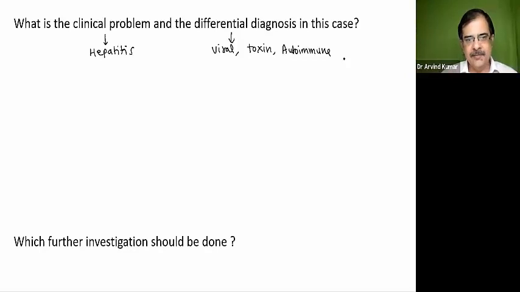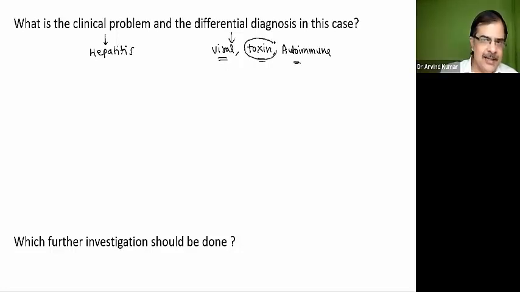So what further investigation should be done in this patient? Obviously, we have to make an etiological diagnosis of these conditions. We will have to go for viral markers in our patient, mandatory. Patient presented with acute viral hepatitis.